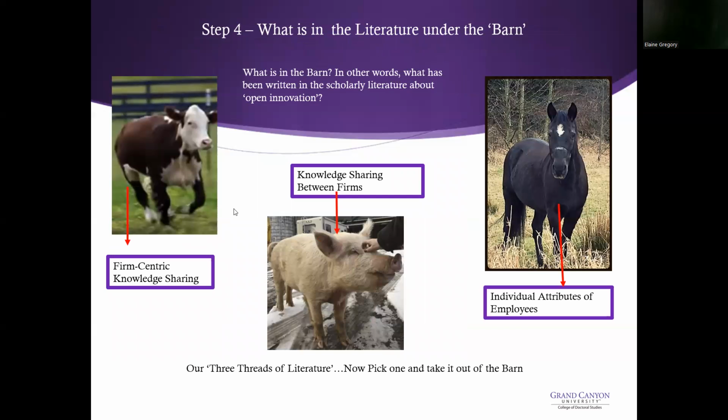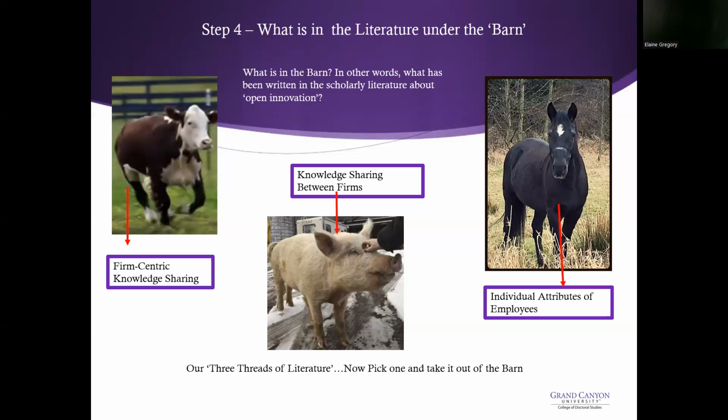Now, because it's a barn, we have to open the barn doors and see, I again say visually, what is in the barn. In other words, the barn of open innovation reveals to us more literature which was written about that topic. And I use the barn because when you open the door to the barn, you're going to see a lot of critters. There's going to be chickens and ducks and maybe sheep and goats, but I picked out 3 of my favorite critters: the cow, the pig, and the horse.